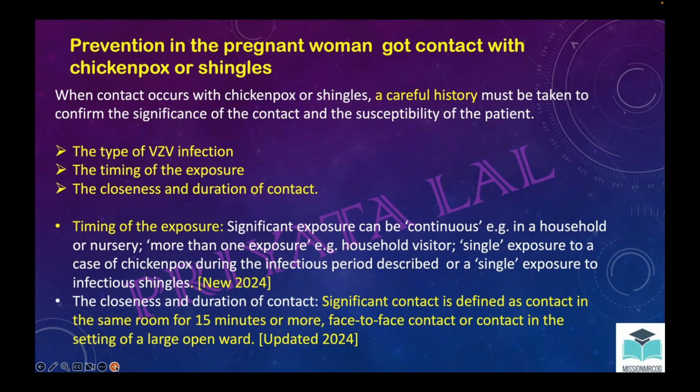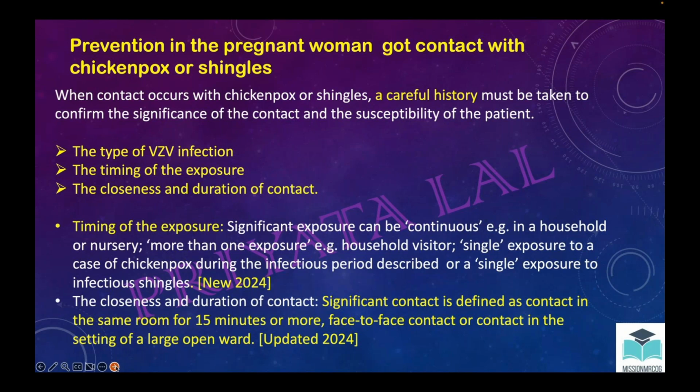Next, we have to take a careful history. We need to find out whether the woman is susceptible to infection or not. So we have to take a careful history of previous chickenpox infection, or whether she has got vaccination, or otherwise we have to ask what type of varicella zoster infection she has been exposed to, and the time of exposure. That means whether the rash was crusted or not. If she was exposed to someone when the rashes were crusted, then she's not at risk. Then the closeness and the duration of contact. So this would be necessary.